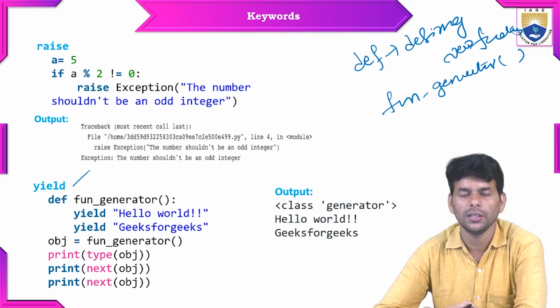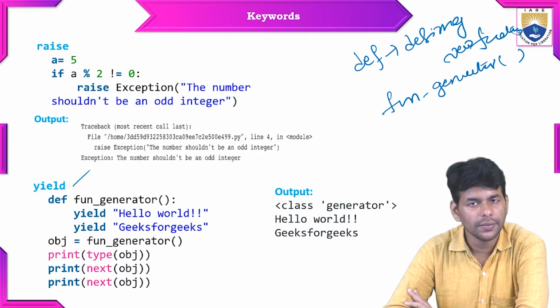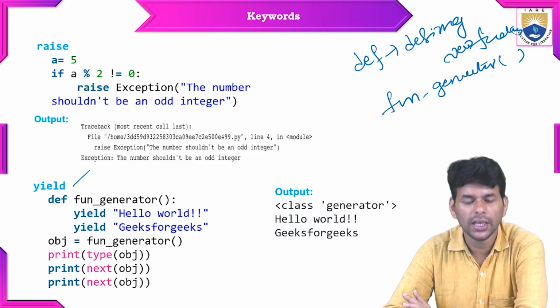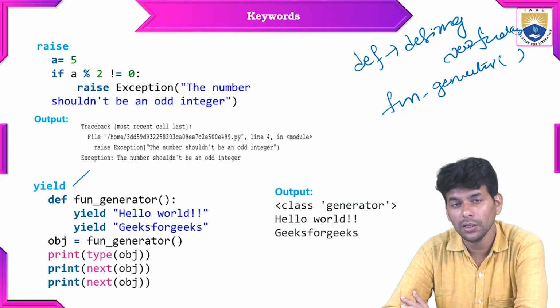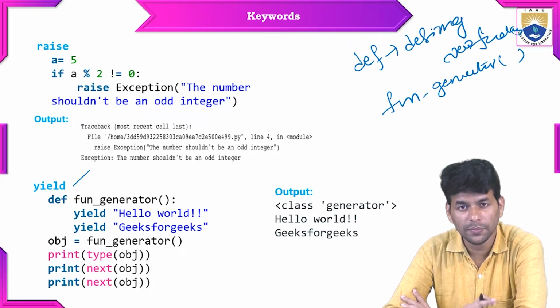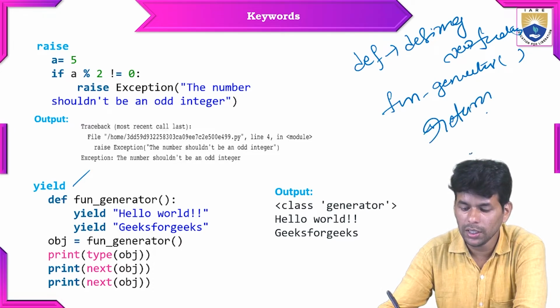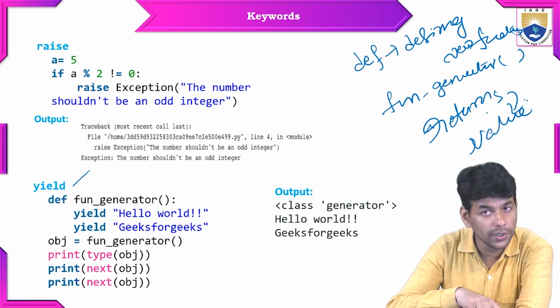Now let us see what we are doing in the function generator. We are doing yield hello world, yield geeks for geeks. Before this yield, remember, we used the return keyword in the place of yield in earlier programs. Return returns the value. So now what will we do with yield?